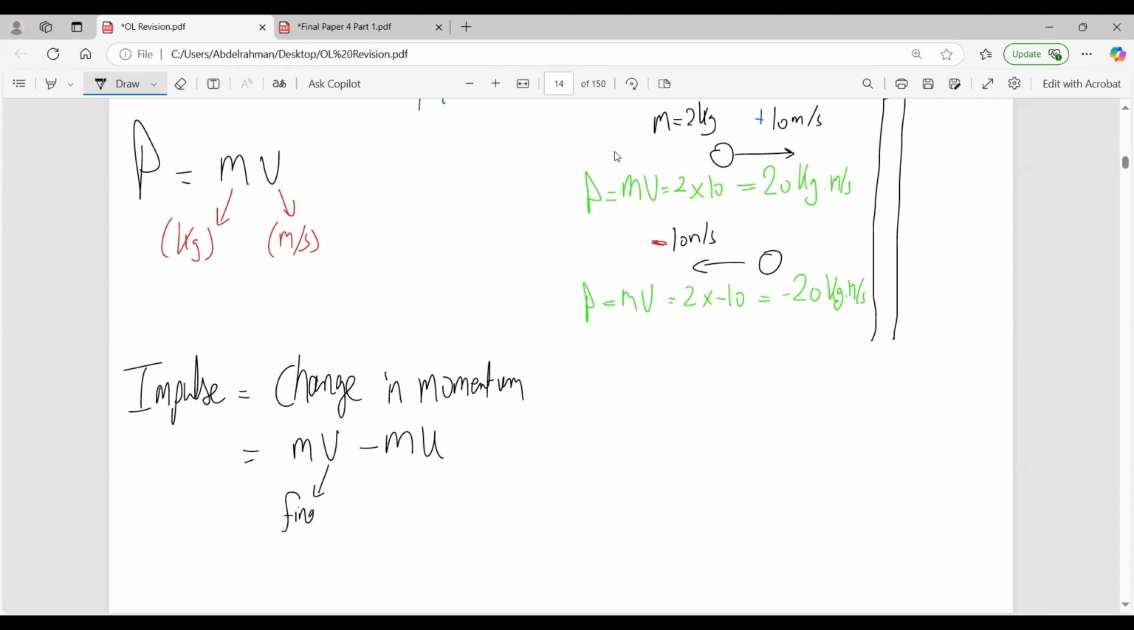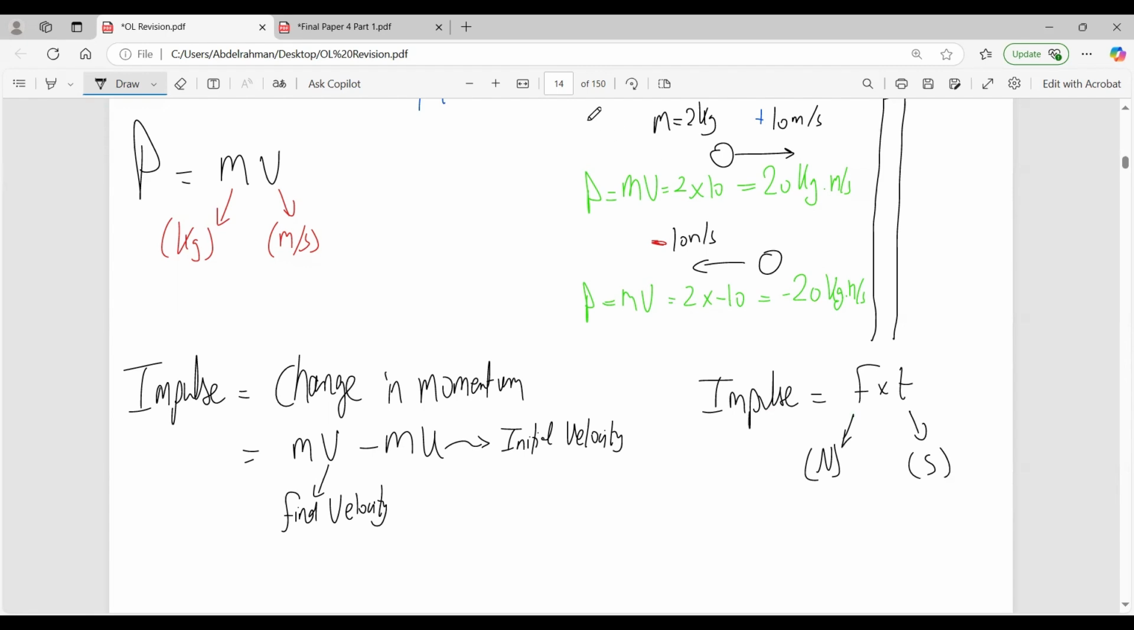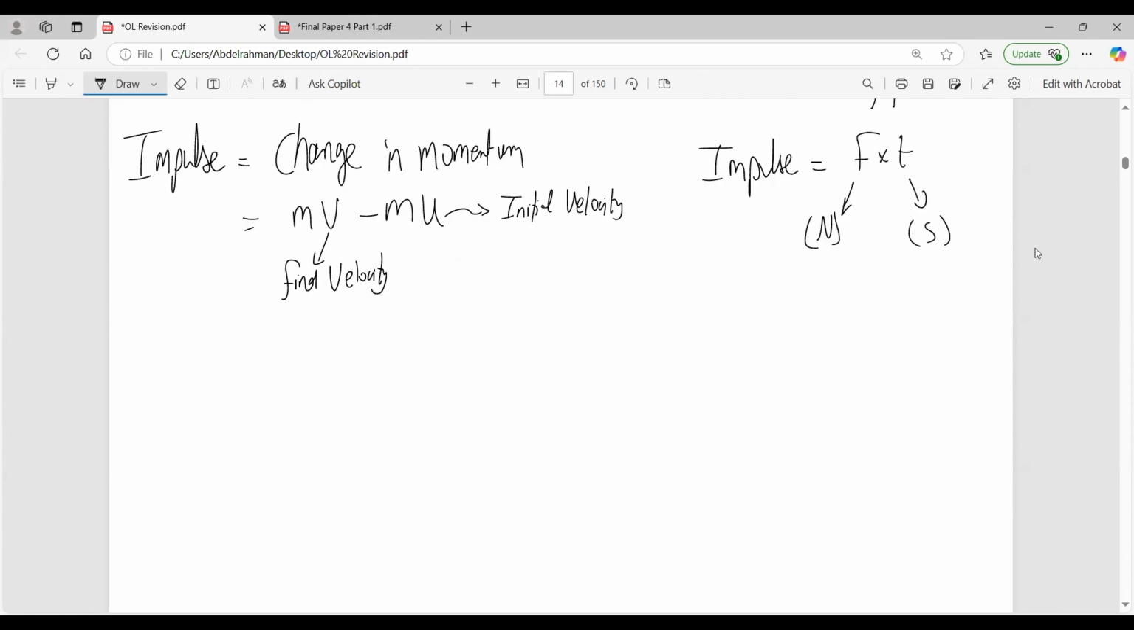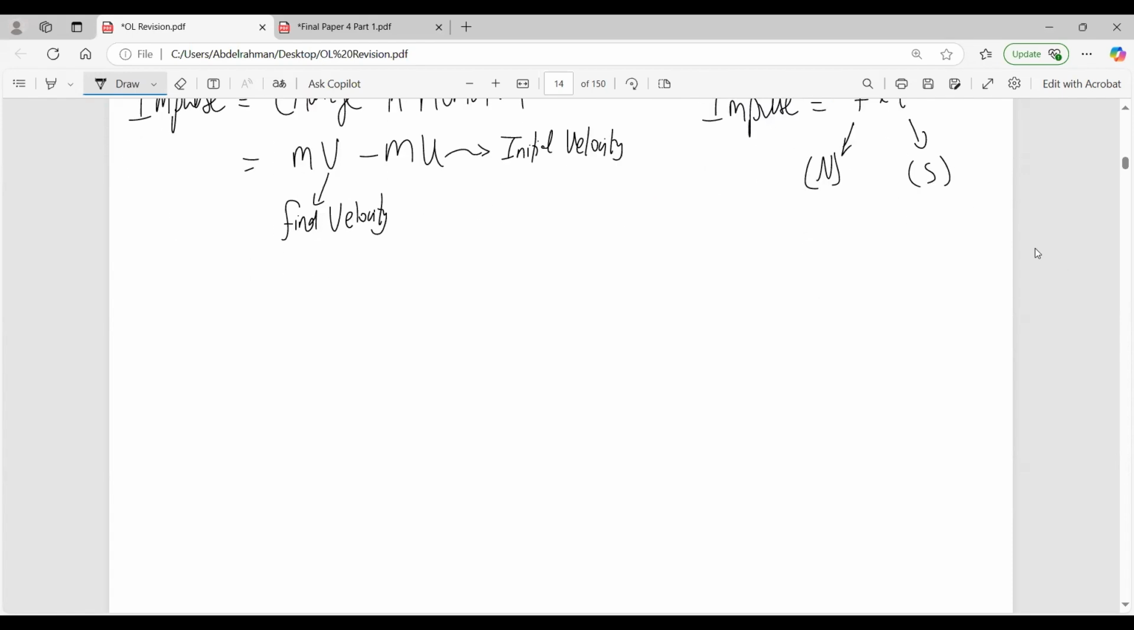Final and initial. This is the impulse, the change in momentum. You can also find the impulse by calculating F times t. So impulse is force times time. Of course, the force has to be in newtons and the time has to be in seconds. So we can write down an equation: Ft equals mv minus mu.